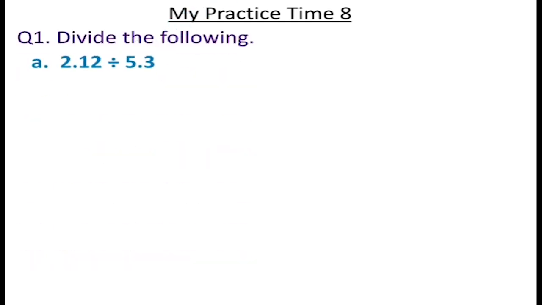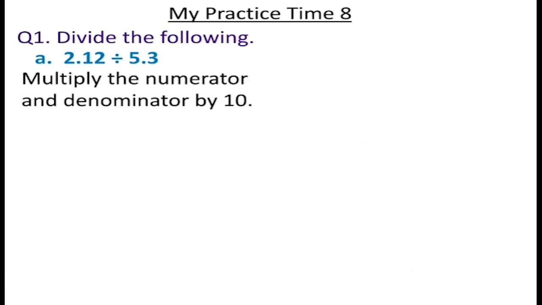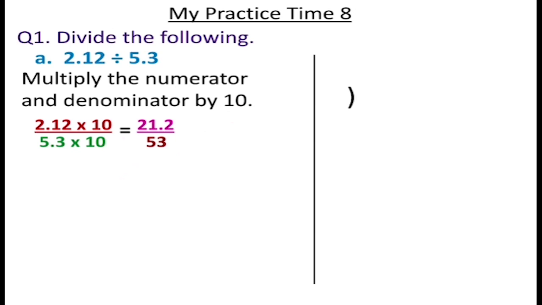Now let's solve some questions from my Practice Time 8. Question number 1 is divide the following. A, 2.12 divided by 5.3. Here in the divisor there is only one digit after the decimal point. So the numerator and denominator both will be multiplied by 10. So multiply 2.12 by 10 and 5.3 by 10. When 2.12 is multiplied by 10, you get 21.2, and when 5.3 is multiplied by 10, you get 53. Now divide 21.2 by 53.